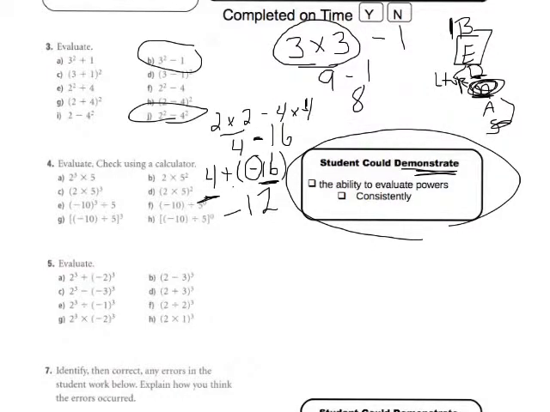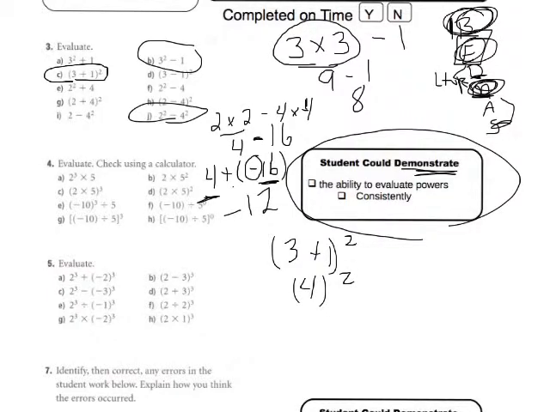Let's try one more. For example, why don't we do C? So you have in brackets 3 plus 1, all raised to the power of 2. The rule says we do brackets first, so let's do that. And next we do all exponents. The 2 applies to everything in the bracket. In this situation, it just happens to be 4. So then we go 4 times 4, which is 16 as an answer.